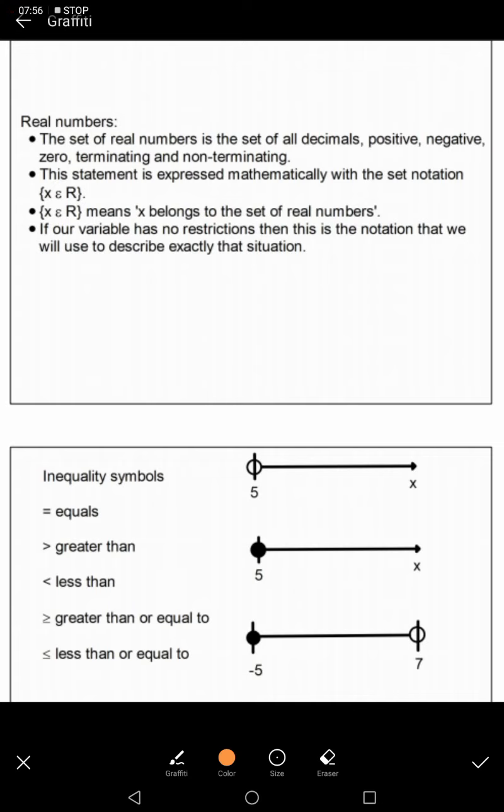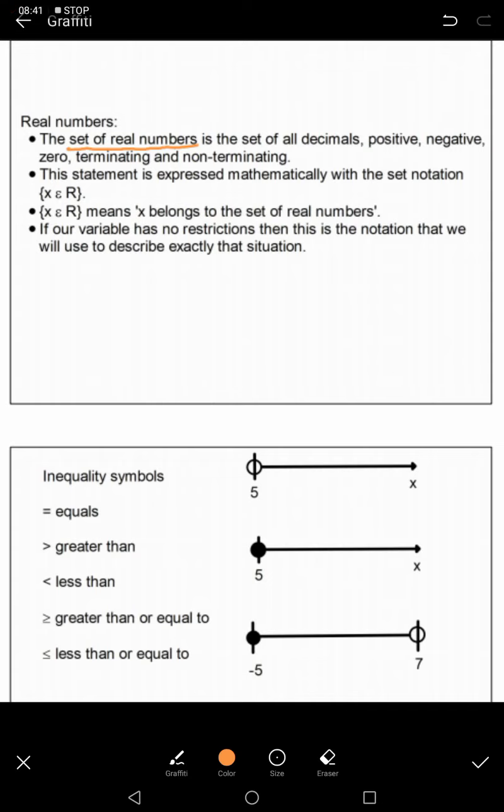The set of real numbers is the set of all decimals, positive, negative, zero, terminating, and non-terminating numbers. So real numbers are all numbers, essentially. The statement is expressed mathematically with the set notation x ∈ R. So x ∈ R represents the sentence above. The set of real numbers is essentially what it means. I'll underline that for you. I'll try my best anyways. So x ∈ R is the set of real numbers.